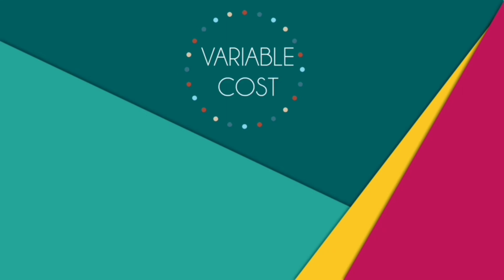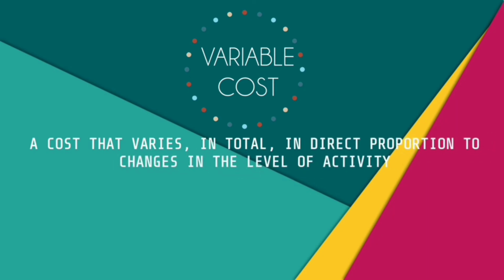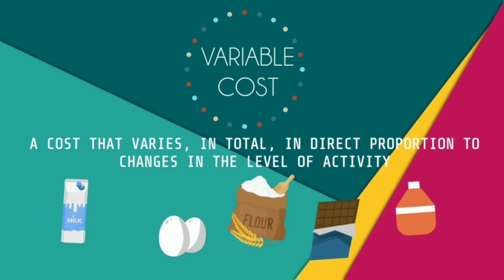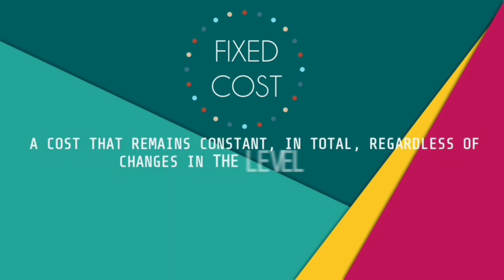Okay, what is variable cost? Variable cost is a cost that varies in total in direct proportion to change in the level of activity. For example, flour, chocolate, and eggs. A fixed cost is a cost that remains constant in total regardless of changes in the level of activity. For instance, KitchenAid.